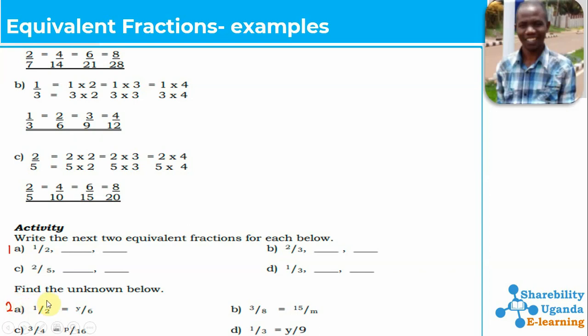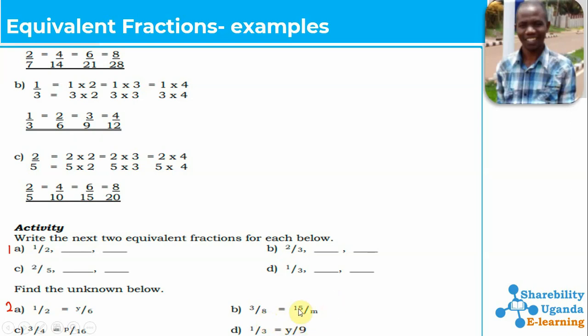They were saying find the unknown below. We have 1 out of 2 is the same as y out of 6. Our part B is 3 out of 8 is the same as 15 out of m. And then our part D, they are saying we have 1 out of 3 is the same as y out of 9. So we want to find out what is the value of m if they have told us that 3 out of 8 is the same as 15 out of m. What is the value of m? And then also here, what is the value of y?